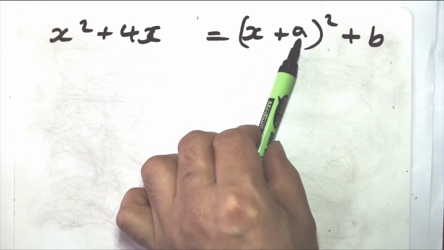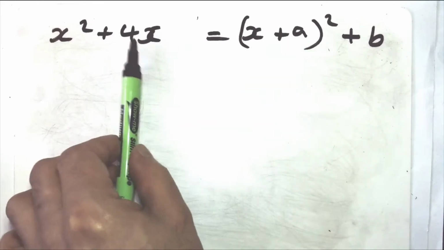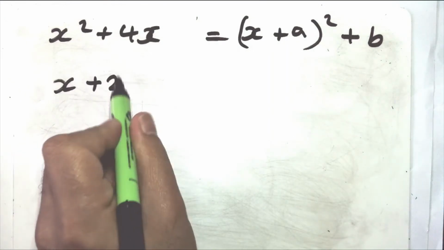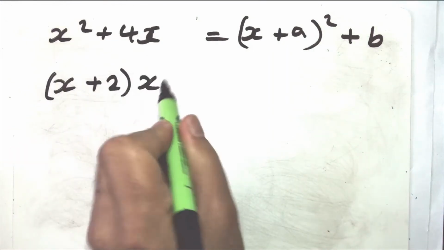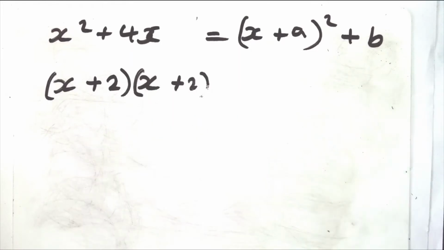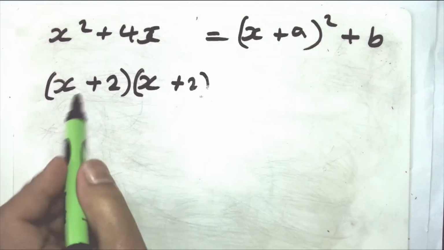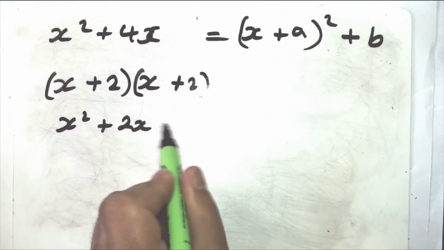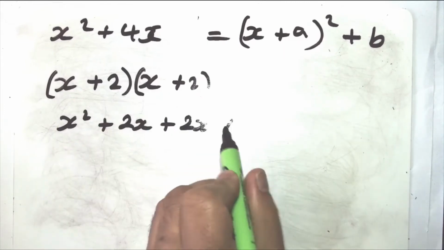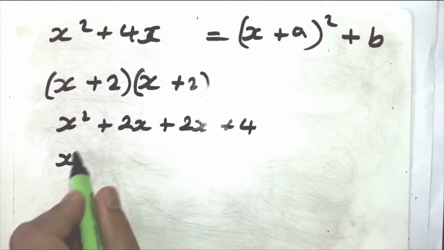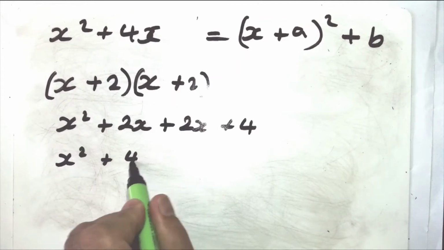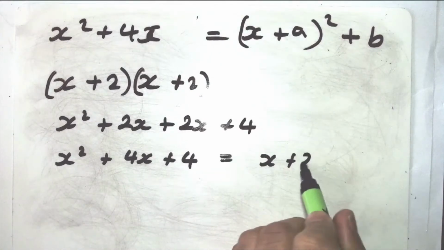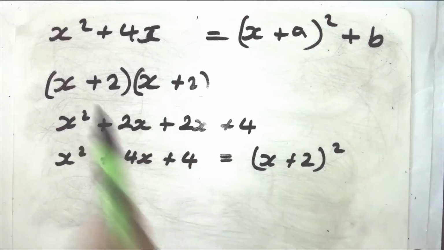So what I need to think about is how can I get the 4x from a double bracket? Well, if I start off with x plus 2 all squared, so double bracket, same value, and I'm now going to expand the two brackets. I get x squared, x times x, plus x times 2, 2x, plus 2 times x, 2x, plus 4. And I'll simplify that. I've got x squared plus 4x plus 4. And that is equal to x plus 2 all squared, which is that bracket there.